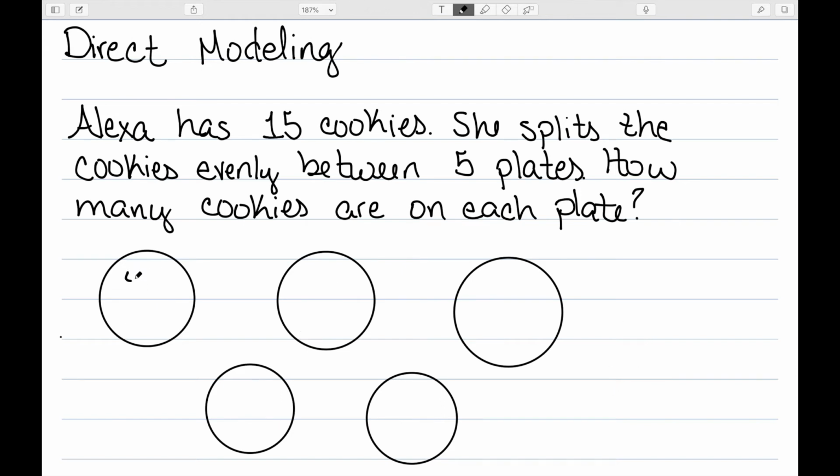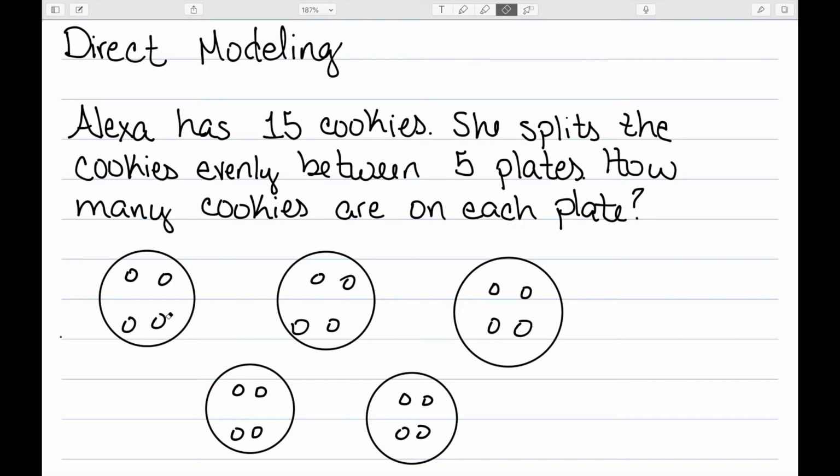Or they might try adding 4 to each group to start with. And once they do that, they realize that that's too many, that gets us to 20 cookies and we only had 15. So then they can remove 1 from each and realize that now there are 15 cookies, so there are 3 each.